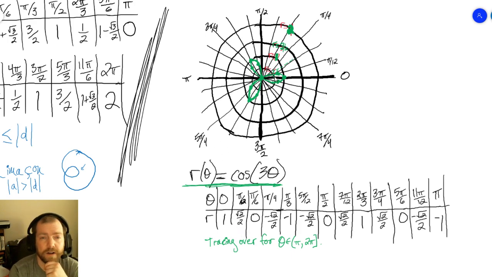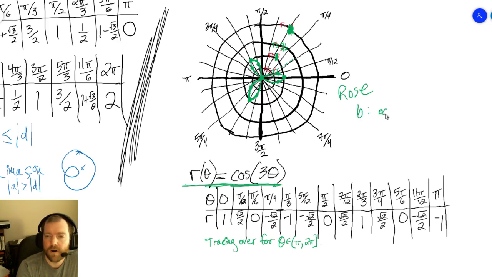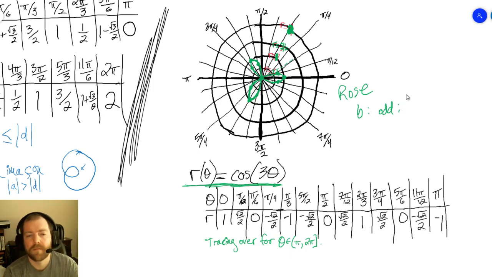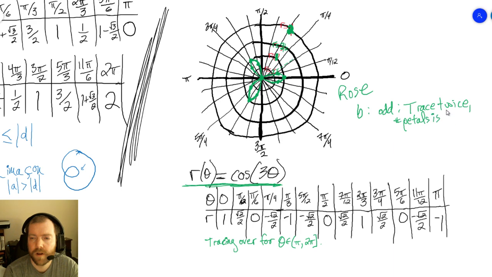All right, this shape here with 3 sort of petal-looking things is called a rose. Roses come in multiple varieties, naturally. When b is an odd number, then you're going to trace twice, and the number of petals is just equal to whatever your b value is.